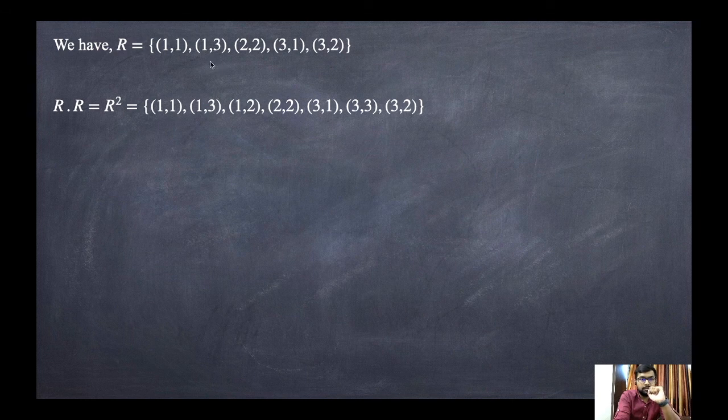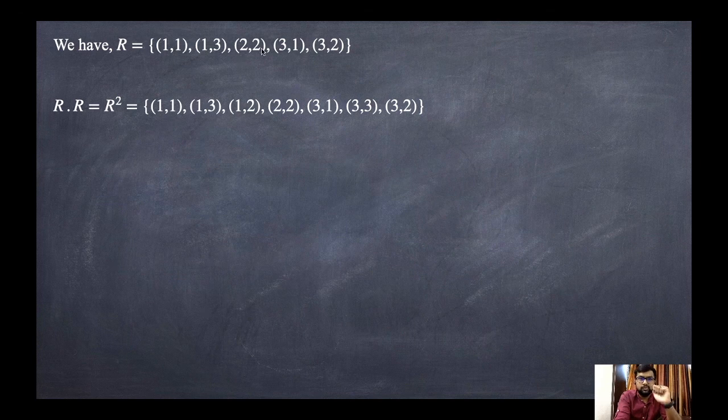Now again this 1 goes to 3, and in R, 3 goes to somewhere else. Here 3 goes to 1 and 3 goes to 2, so that means 2 entries will be there. So 1 goes to 3 and 3 goes to 1, so (1, 1), which we have already written, so it will not be counted again. Next, 1 goes to 3 and 3 goes to 2, so it will be (1, 2).